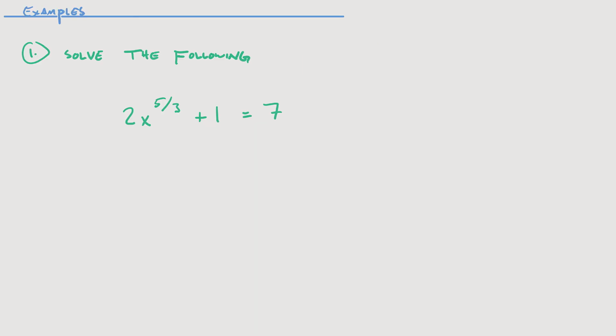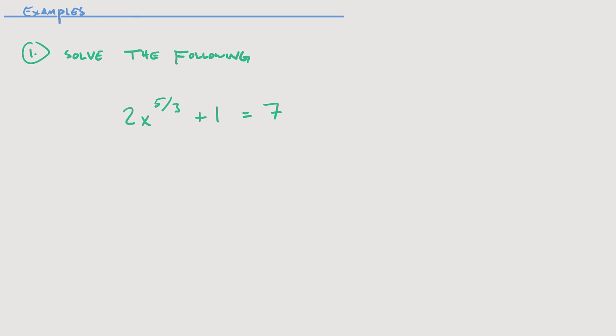All right, example number 1 says solve 2x to the 5/3 plus 1 is equal to 7. Just take note that the denominator is odd, and so we know the domain for this thing is going to be all real numbers. So we can get both positive and negative stuff.